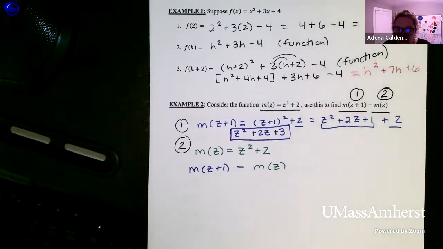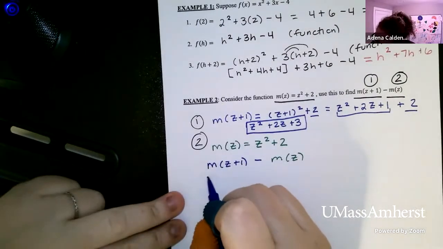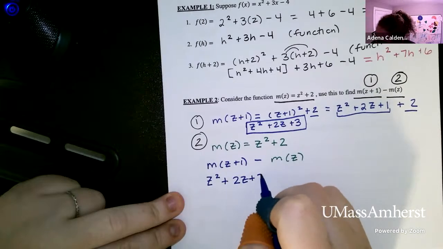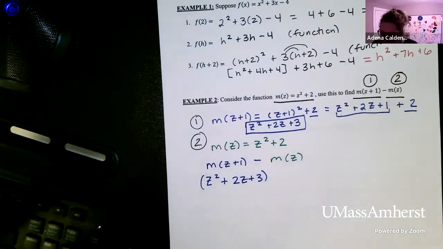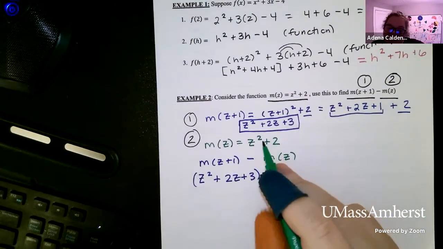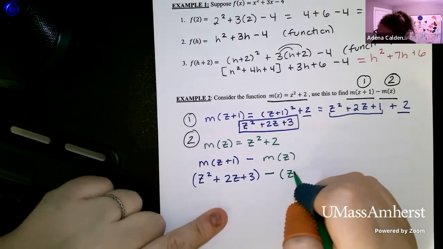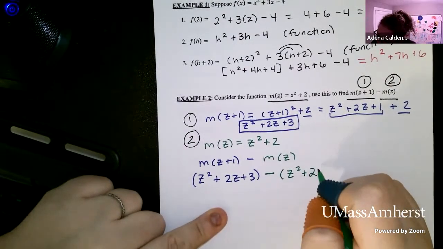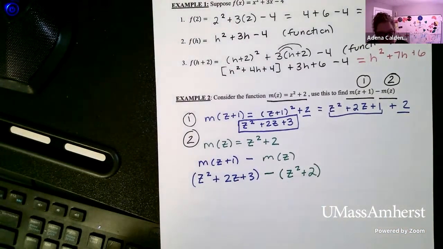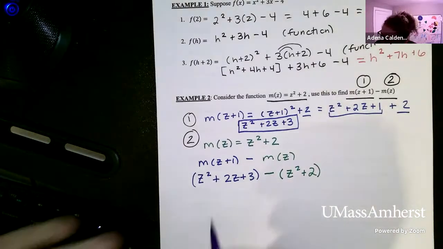here. So we're going to substitute in what each of these things equals once they were simplified. So that means I have z squared plus 2z plus 3. That's my m of z plus 1 minus m of z. But I want you to notice that m of z has 2 terms. So I'm going to use parentheses because that minus has to go to the entire function. Okay, so now that I have my two functions, I can subtract them, I can combine like terms, and I can simplify to get my final answer.